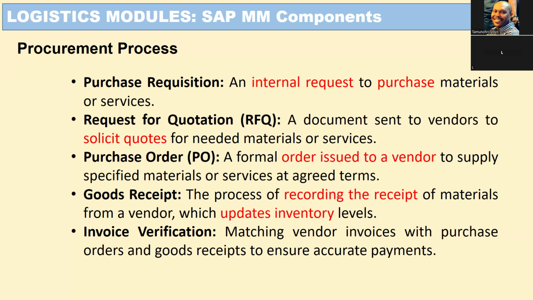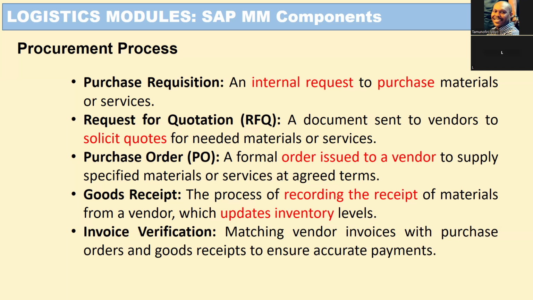Invoice verification is matching vendor invoices with purchase orders and goods receipts to ensure accurate payments. If you recall yesterday when we were talking about payments in the FI module, we talked about the three-way matching, which is verifying the quantity on the PO, verifying the quantity on the goods receipts, and also the quantity and the amount on the invoice.